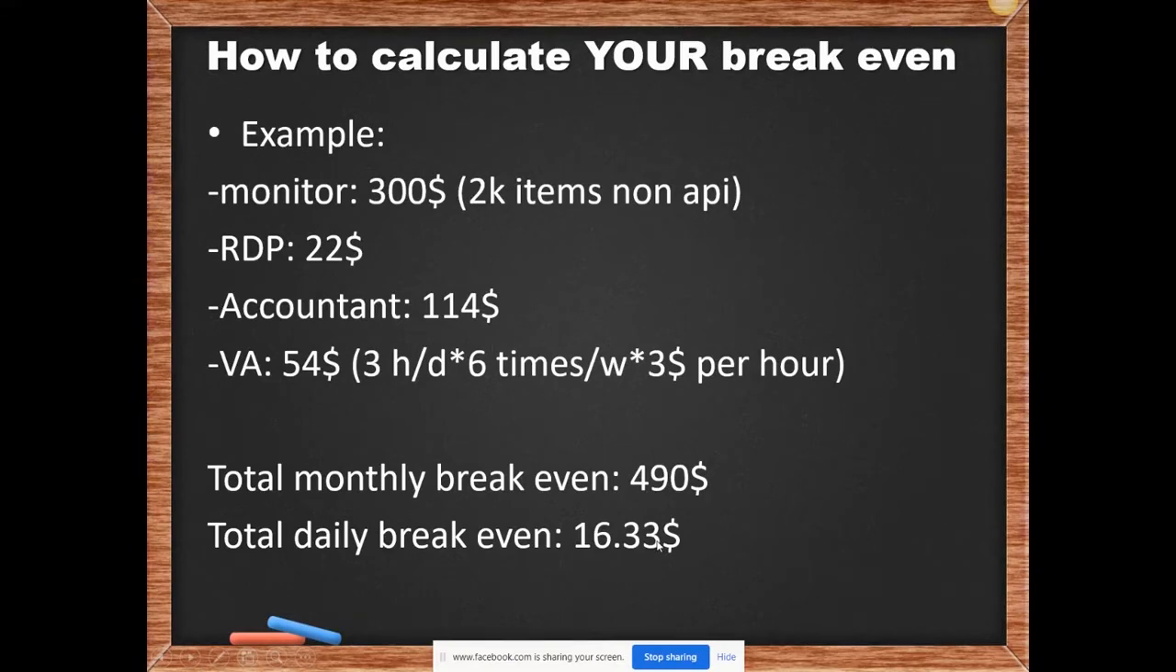Okay, now after I've calculated all of this, and you could do it for yourself. Maybe you're a U.S. citizen and you don't need to pay an accountant per month. I don't know. Maybe you don't use a VA. Maybe you have a couple of VAs. Maybe you use a proxy that costs $5 a month. I don't know, guys. Every one of you has to calculate these numbers for himself, okay? But just for the example's sake, let's say that this is our monthly break even.